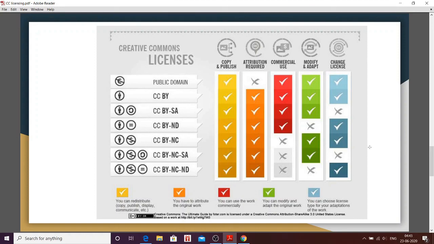NCSA again, you cannot change the license. And all of them together, CC BY NCND, means you can copy and publish it, you need to attribute it and you can change the license, but you cannot modify or adapt it and you cannot use it for commercial use. So these are the different types of Creative Commons licensing that are there.